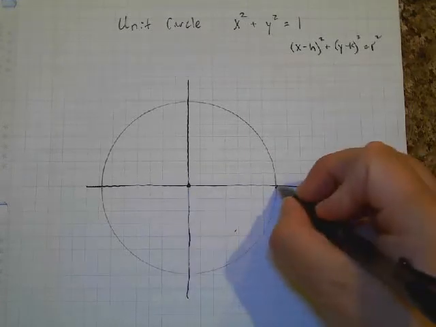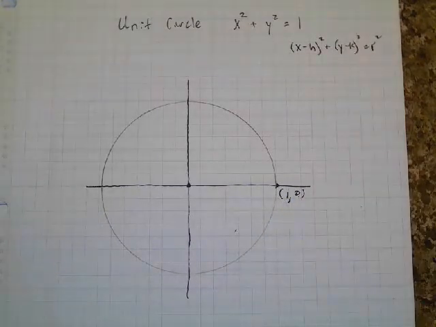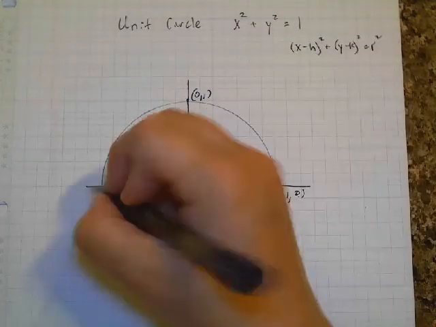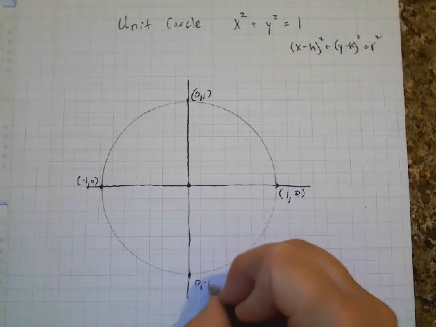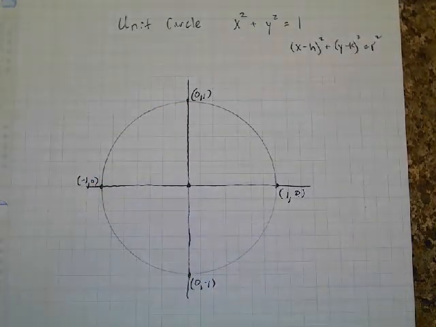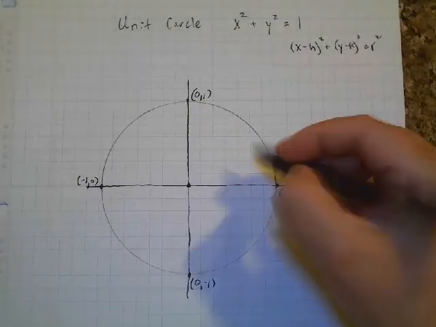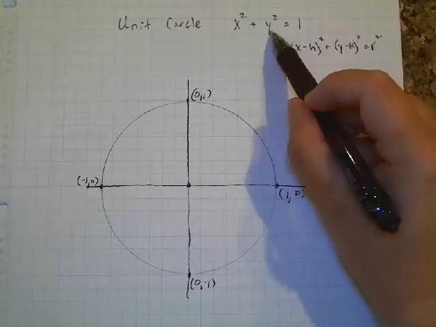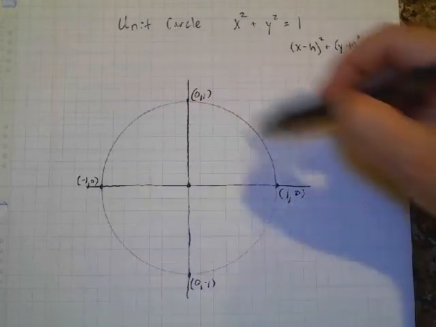So I know that at this place, I have an ordered pair of (1, 0). And at this place, I have an ordered pair of (0, 1). And here I have an ordered pair of (negative 1, 0), and (0, negative 1), because the radius is 1. So you can see then that this circle is drawn out by a series of points where, when I square the x value and square the y value, I will always get 1. That's going to happen for any point on this circle.